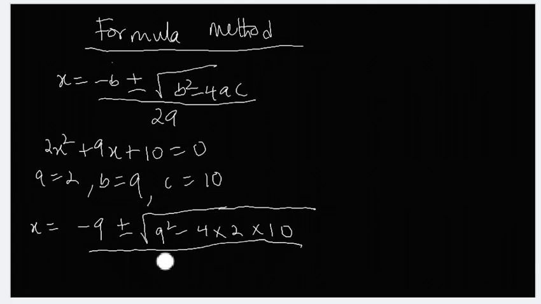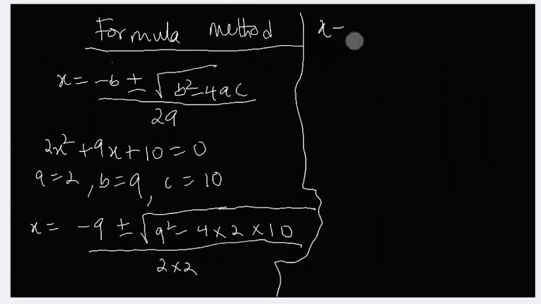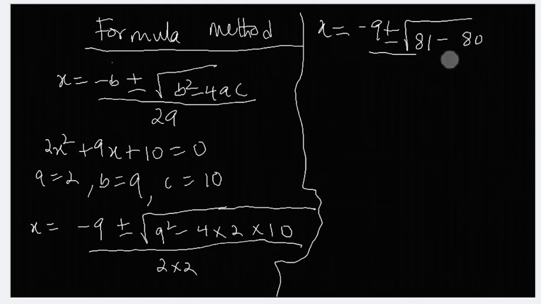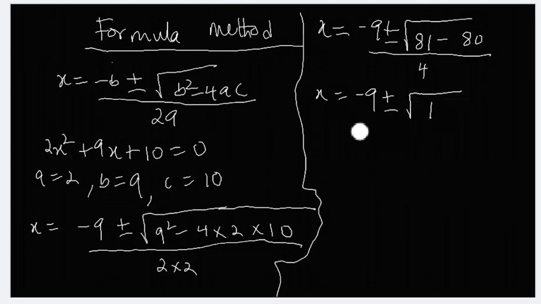Divided by 2a, that's 2 times 2. So this gives us x equals minus 9 plus or minus root of 9 squared, which is 81, minus 4 times 2, which is 8, 8 times 10 is 80, divided by 2 times 2, which is 4. So x equals minus 9 plus or minus square root of 81 minus 8, which is 1, divided by 4. So that's x equals minus 9 plus or minus square root of 1, which is 1, divided by 4.